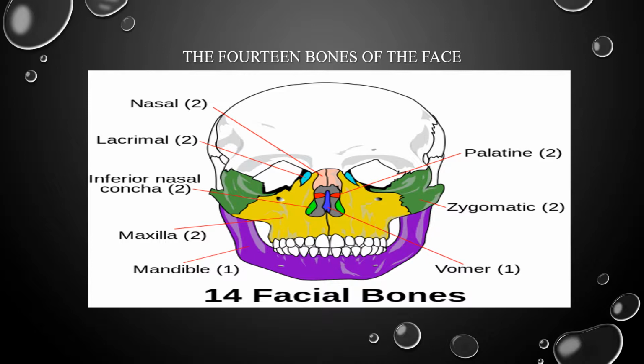the nasal septum. What we refer to as the cheekbone is actually called the zygomatic or malar bones. The upper jaw bones are the maxillary bones, which actually is two bones.